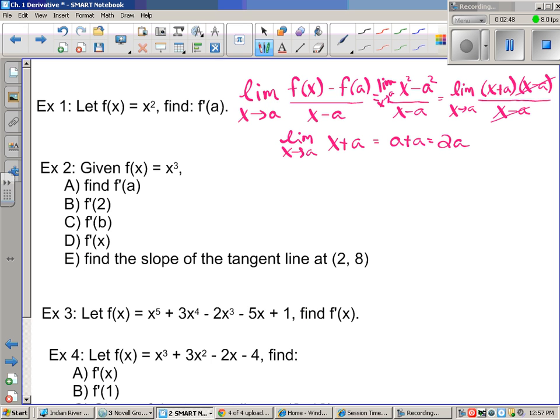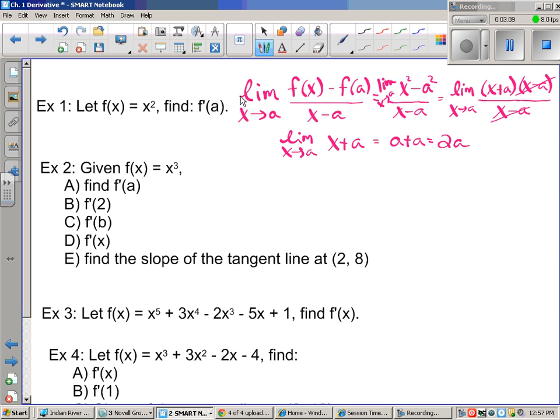All that to simply say there is, in fact, a shortcut to this. And I want you to be looking for that shortcut so that when you get to the more elaborate type derivatives that we're looking for, you can do it quickly rather than having to do this lengthy equation every single time. So let's look at example number 2. Example number 2 says, given f of x equals x cubed, find f prime of a.